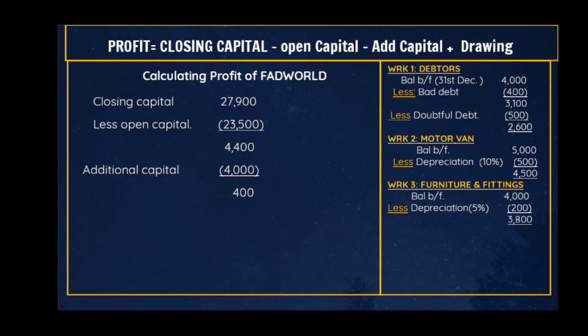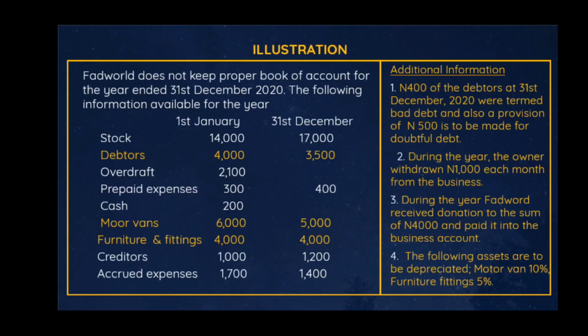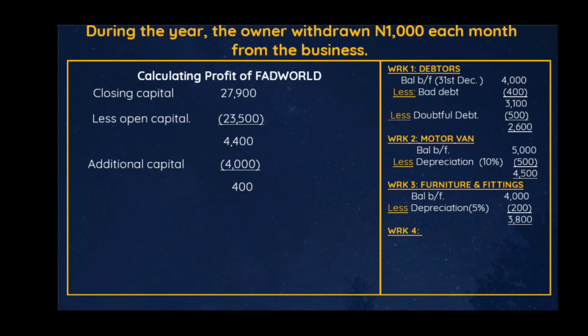Now we said minus additional capital plus drawing. Do we have drawing? Yes. So what is our drawing? Let's look at the additional information too. They said during the year, the owner withdrew 1,000 naira each month from the business. Let's calculate it. Working number 4, drawings. So 1,000 each month. How many months do we have in a year? We have 12 months. That will be 1,000 times 12, which is going to give us 12,000 naira.